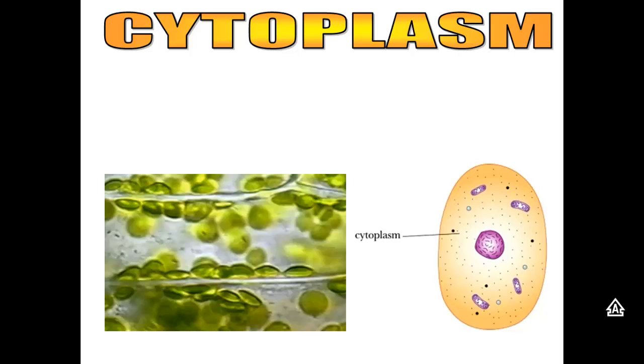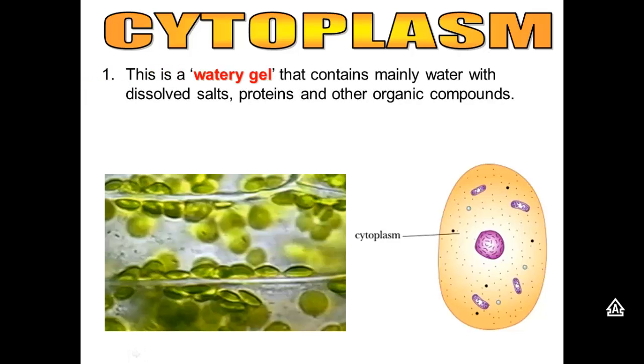And lastly, our cytoplasm. Cytoplasm is a watery, jelly-like fluid that's inside the cell. All of the organelles sit inside this fluid, and inside the fluid there are water, of course, salts, proteins, enzymes, other organic molecules that the cell uses to do everything it needs to do.